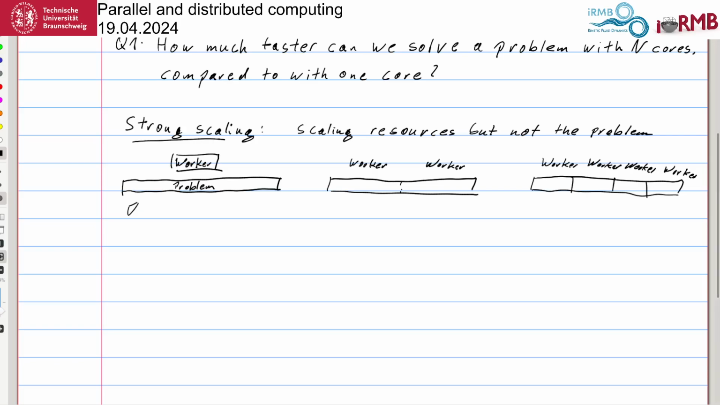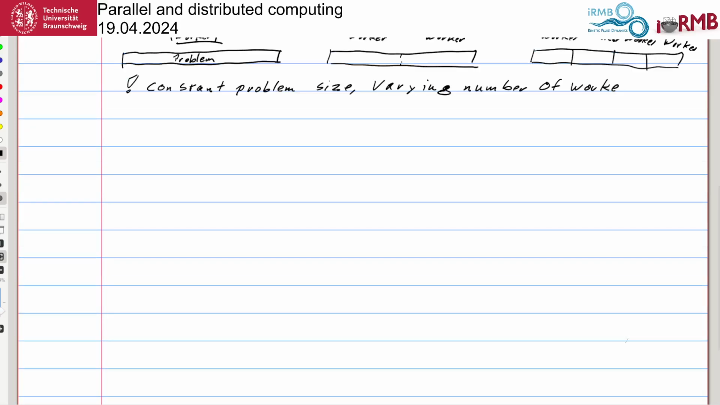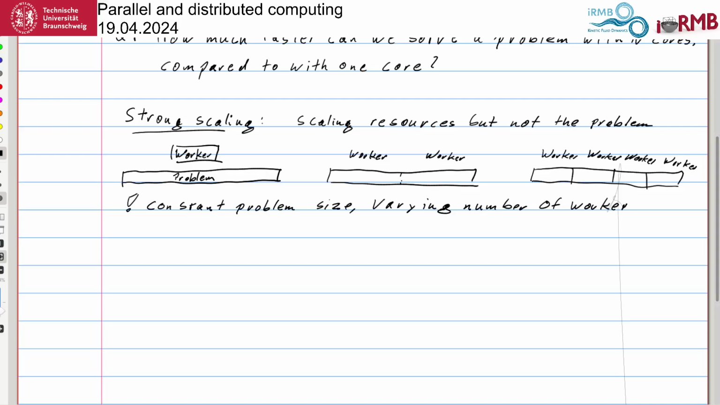I hope you get the thing. It is just, as I already said here, constant problem size, varying number of workers. Okay, you are right, we always have problems, workers. And what we mean by workers in this context is usually compute cores, or could also be compute nodes. It doesn't really matter.